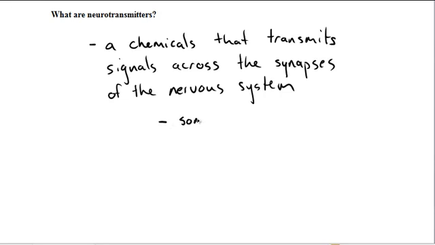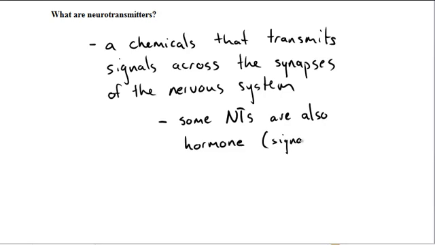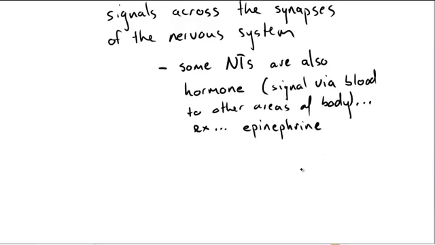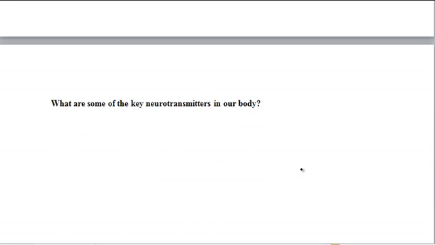Interestingly, some neurotransmitters are also hormones. So a neurotransmitter functions just across the synaptic cleft. A hormone signals via blood to other areas of the body. A key example of this is epinephrine. So it can signal both between neurons and throughout the body. So there are some key neurotransmitters in our body.